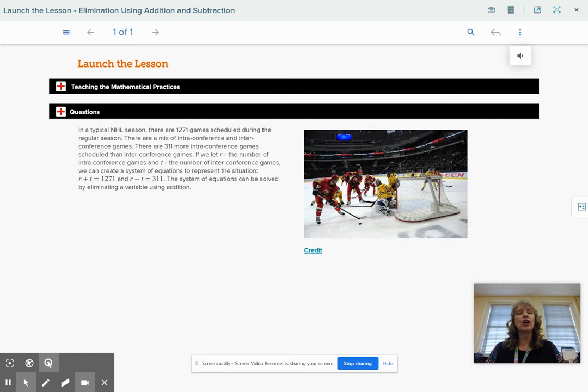And they want to know, eventually they're going to solve, how many inter-conference games there are. So in this case, you always have 2 equations whenever you want to solve for a system of equations. So moving forward, you should remember that we're always going to use 2 equations. In this case, R is the same as X and T is the same as Y. You can use any variables that you want.